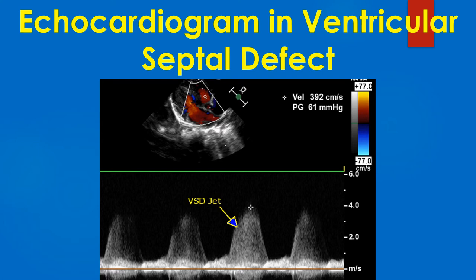When the pressure gradient across the VSD is high, it usually means that the VSD is restrictive. Here it is a restrictive VSD. Sometimes the right coronary cusp prolapse can cause aortic regurgitation even in a restrictive VSD.